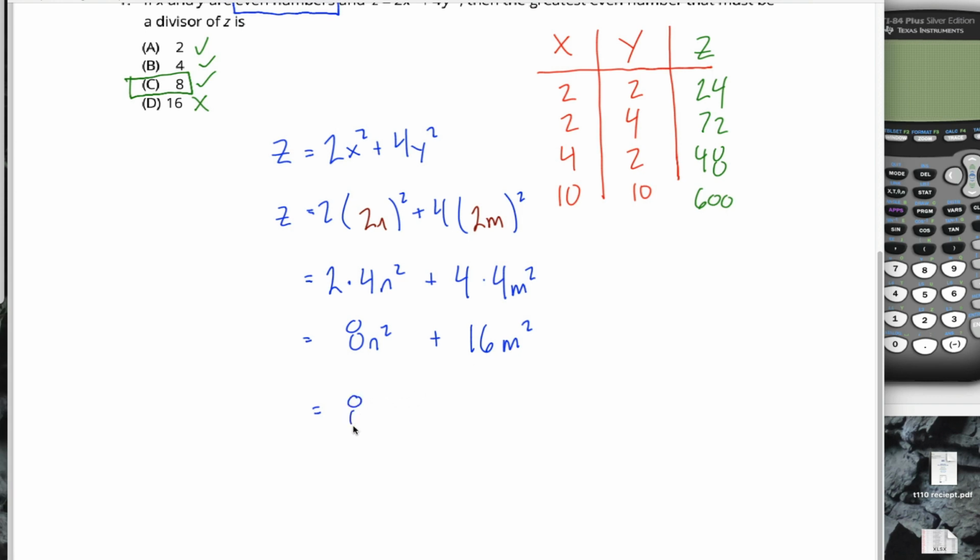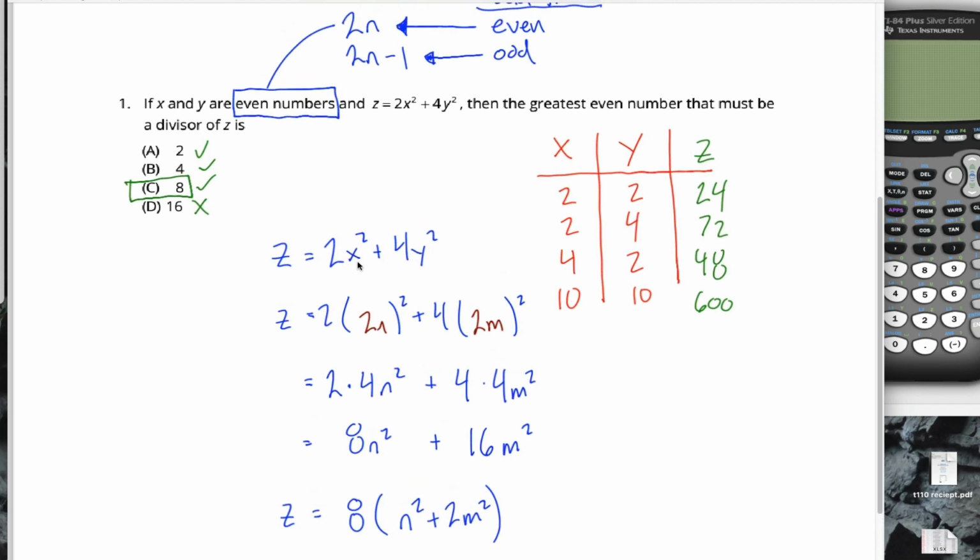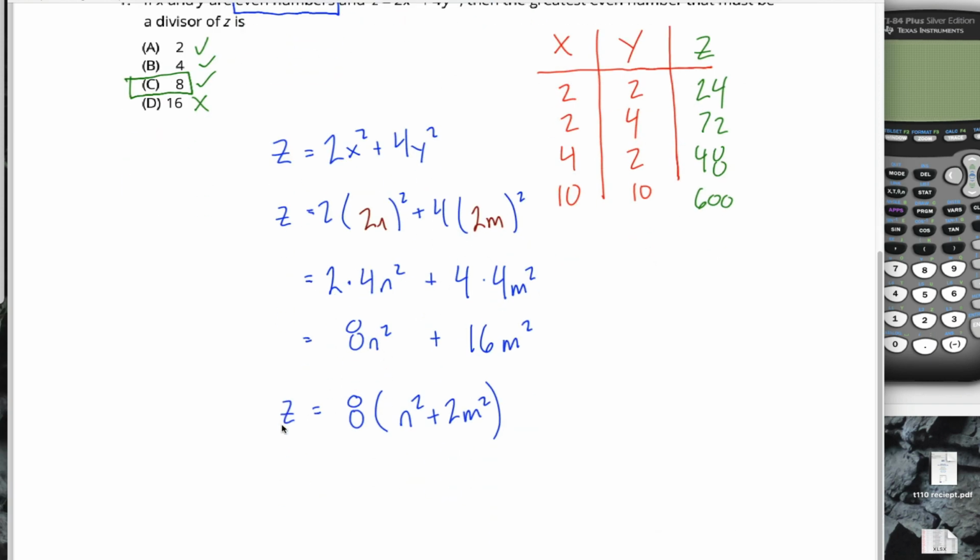I could factor out an 8 from each term, and I'd be left with n squared plus 2m squared inside of the parentheses. What I'm saying is instead of writing z in terms of x and y, where x and y are these arbitrary even numbers, I can write z in terms of n and m, where n and m are just whole numbers. Why is that useful? Because in this format, it's obvious that the thing that you'll get will be divisible by 8.